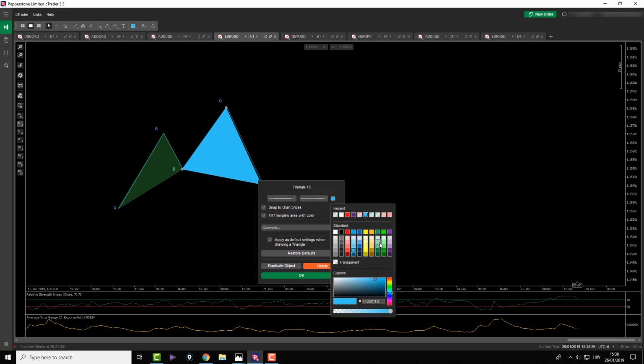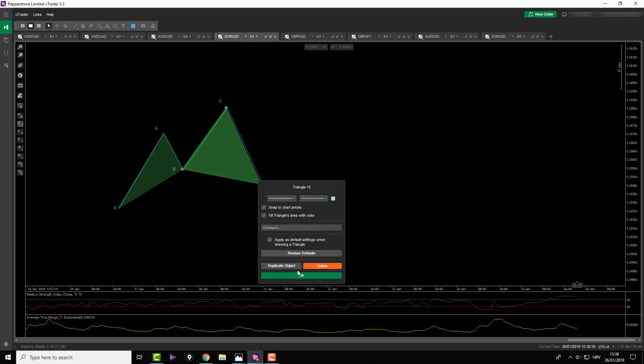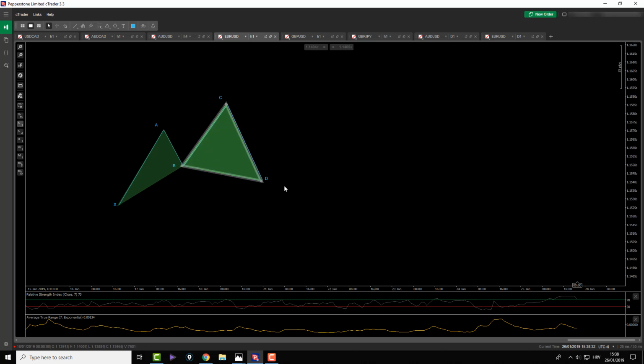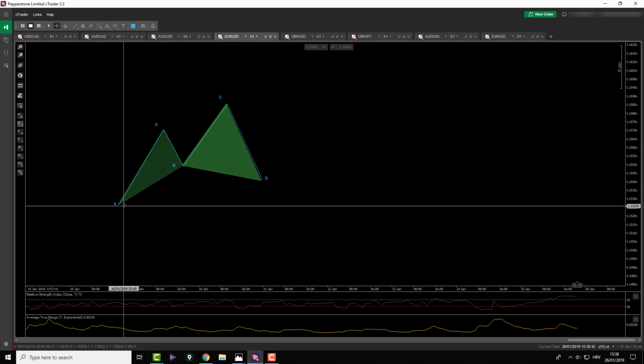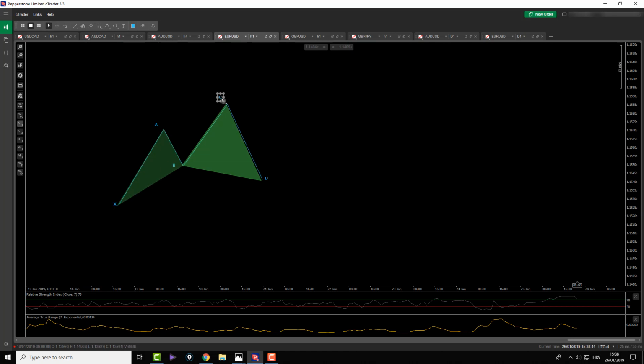From this point on, everything else is basically the same as for the Bat and Gartley. We set our targets and we set our stop losses. Again, for the stop loss, some people tend to put an ATR-based stop below the X point. Some people do extensions from C to X. Some people do extensions from A to X. It all depends on your preferences and the way you backtested it.